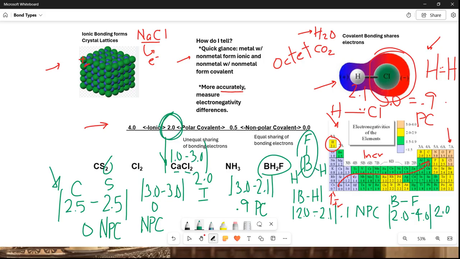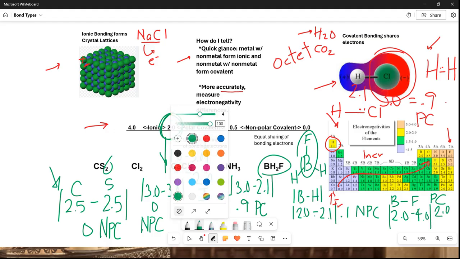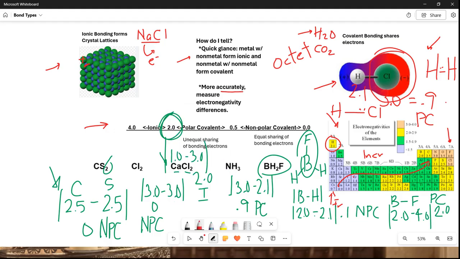Well, I'm dealing with 2 nonmetals. So I'm going to say this time that it is going to be a polar covalent bond. So this compound actually has 2 types of bonds in it. It's going to have the nonpolar covalent bonds between the boron and the hydrogen, and then it's going to have a polar covalent bond between the boron and fluorine.